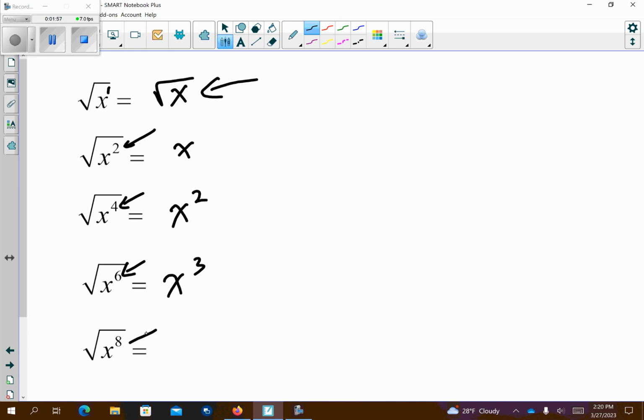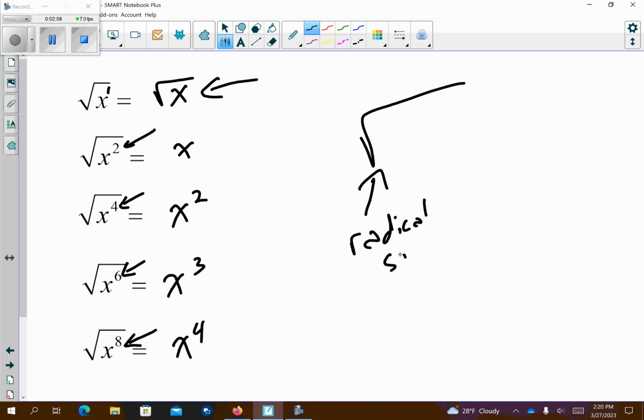Square root of this one, take half of the exponent, so I just got x to the fourth. I no longer have the square root sign, or the radical sign. That's called a radical sign. Or you might know it as a square root sign right now.